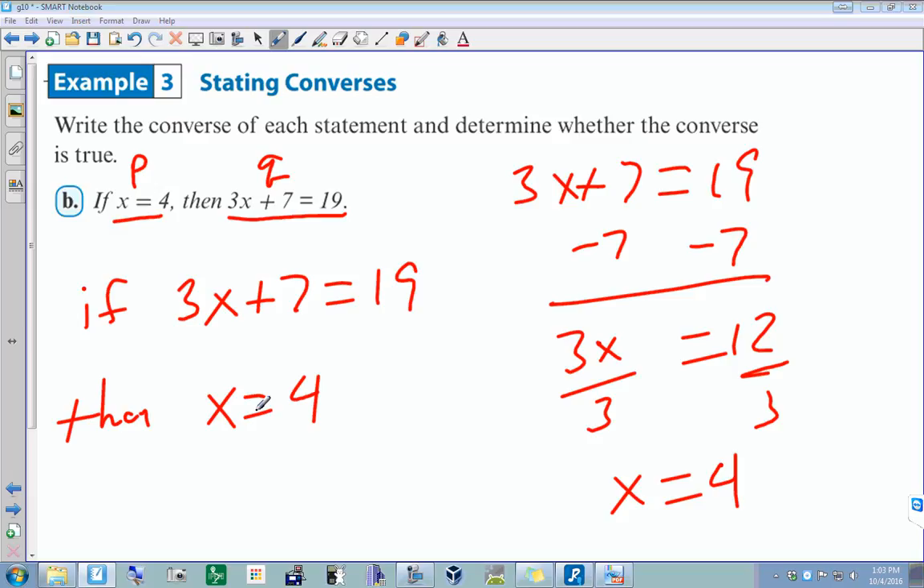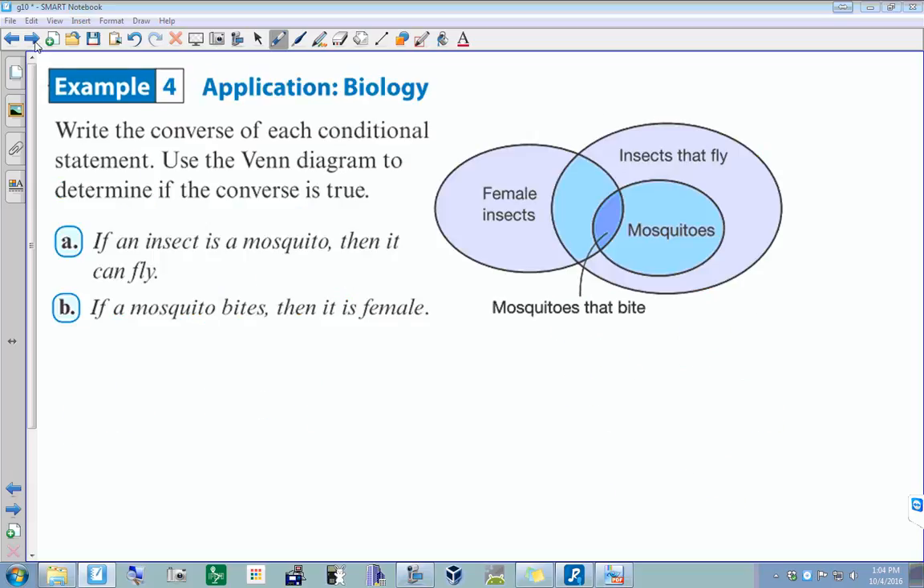Why? X is equal to 4, simplified, or just what it is. But we need this ability to go and switch them around. So if x is 4, then this is true. If this is true, then x is 4. We need that ability to go through and do that.